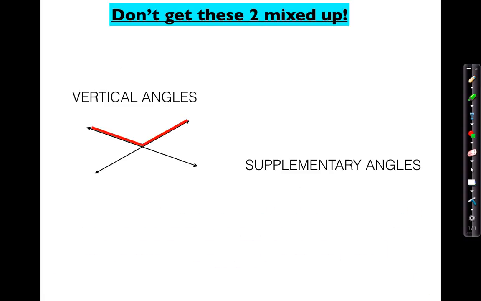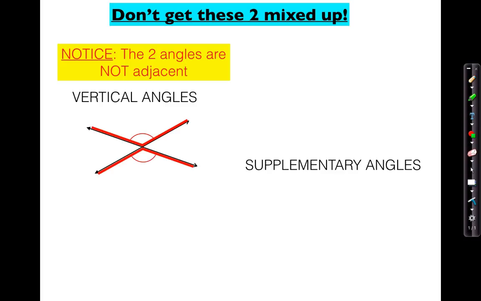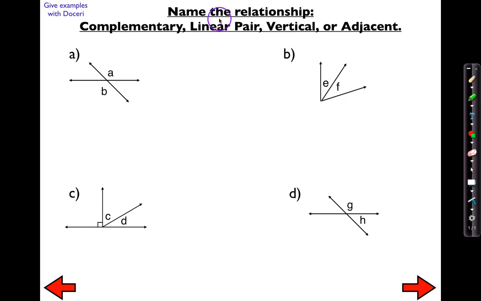So vertical angles, again, are opposite angles that are across from each other, and they are congruent to one another, okay? But supplementary angles are angles that add up to be 180 degrees. They can be adjacent, but they don't have to be adjacent. As long as they add up to 180 degrees, it's good. So now we're going to name the relationship. We're either going to say they're complementary, linear pair, vertical, or adjacent.